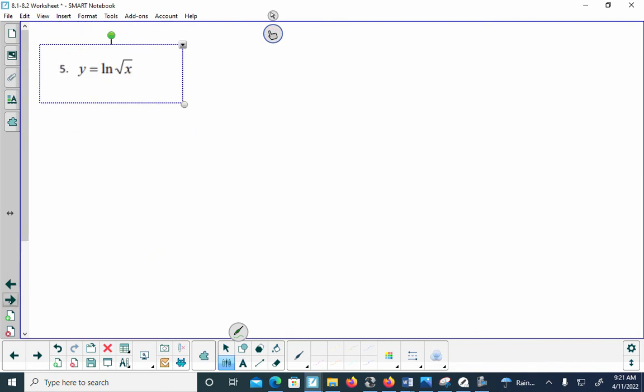The next one, I am taking the derivative of the natural log of the square root of x. So I'm going to think of that as the natural log of x to the 1/2 power.